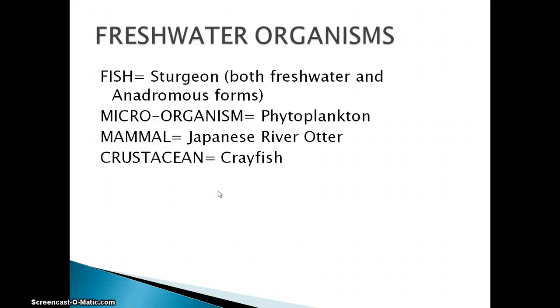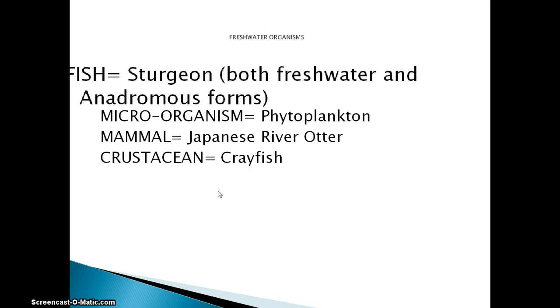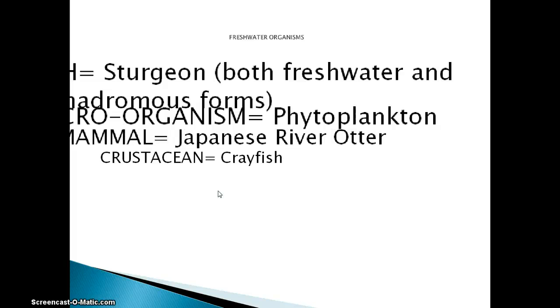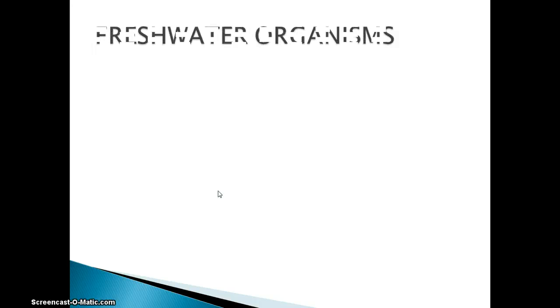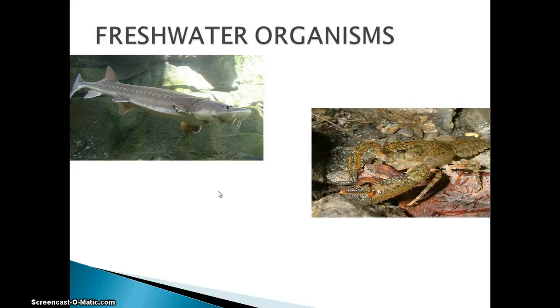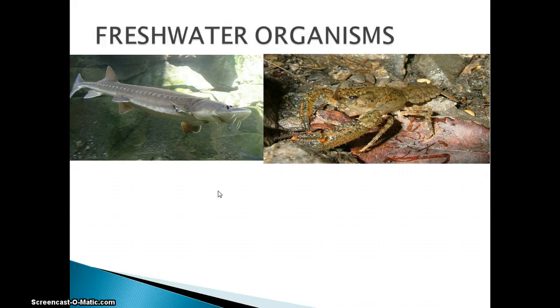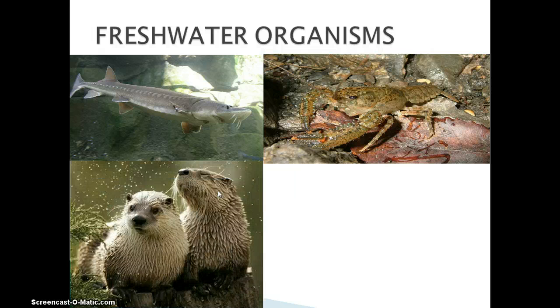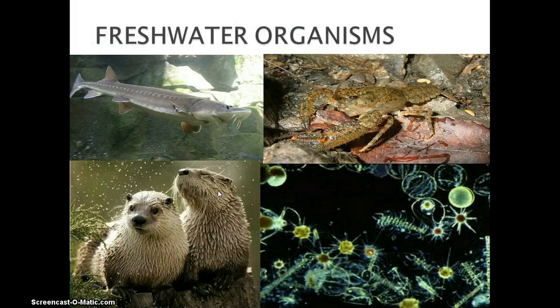Freshwater is 0. Some freshwater organisms: the sturgeon, which has both freshwater and anadromous forms; the microorganism phytoplankton; the mammal, the Japanese river otter; and the crustacean, crayfish. So freshwater organisms. Here's a picture of a sturgeon. Those are the Japanese river otters, which are nocturnal animals.